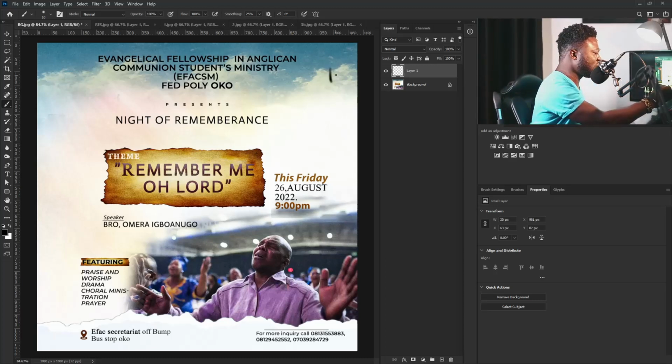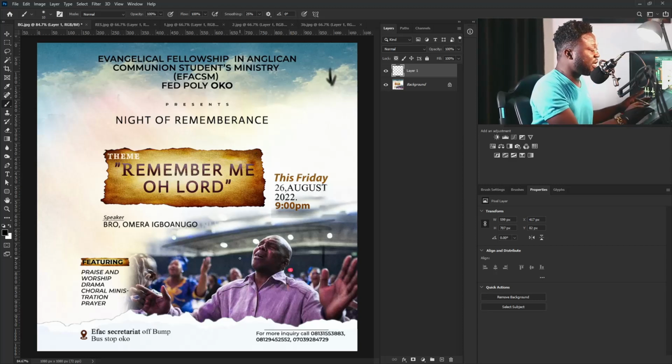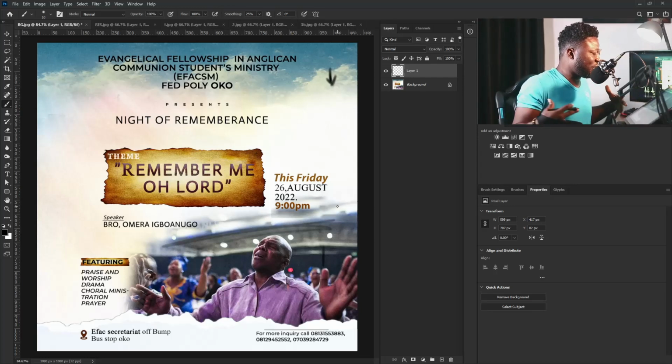Now, this cloud here does not have any connection with this because these people here are in a hall. So the use of cloud here is not helping at all. It would have been nice if these people were outside and had a landscape view of them with the cloud on the project. But the way it is here now, there's no connection, there's no unity on the project. So watch out for that on your next project.